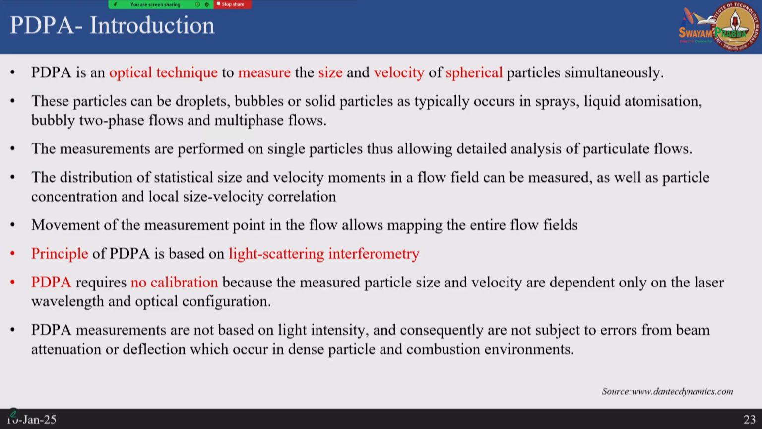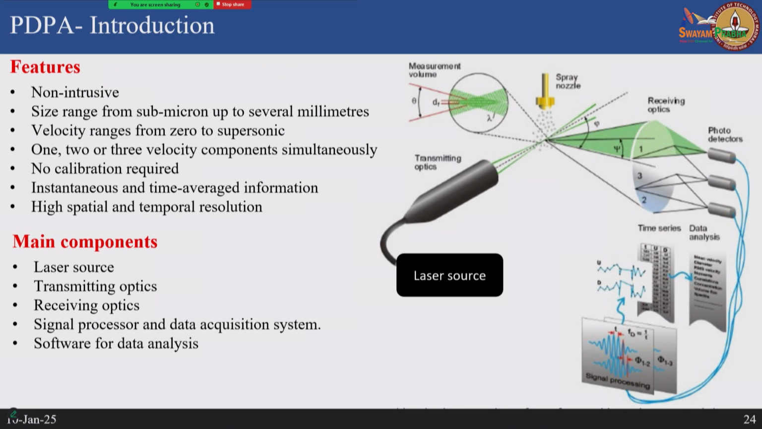So PDPA is an optical technique. The primary use of this is to measure the size distribution and velocity distribution of particles in a spray. For example, suppose you have a spray nozzle like this, and you have this spray coming, with different spray particles everywhere. So you have a laser source which passes a converging laser sheet like this, and then you have some optics, which are photo detectors. These are going to capture the scattered light that is coming from these particles.